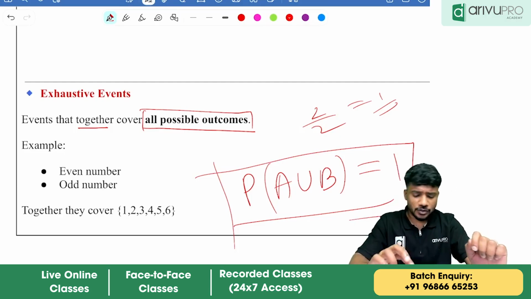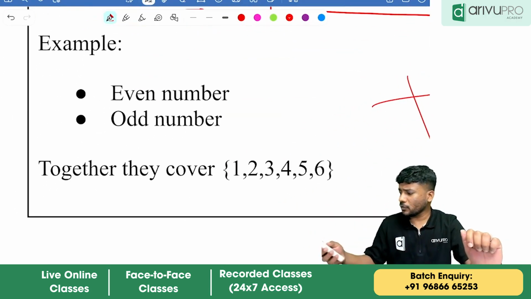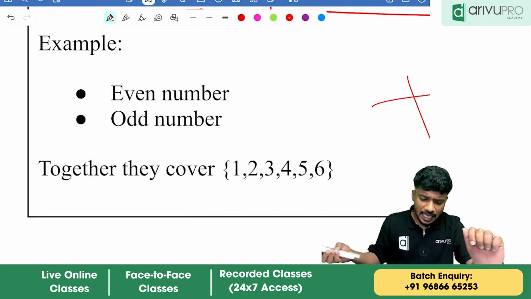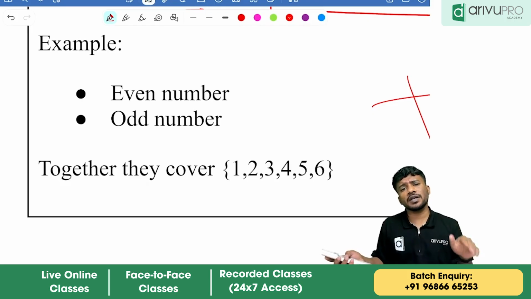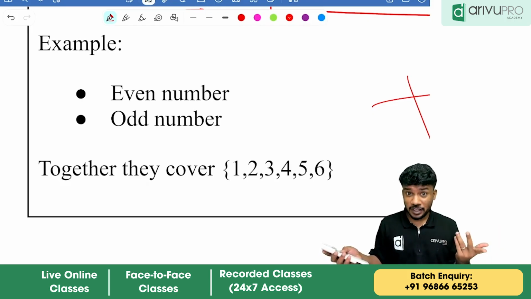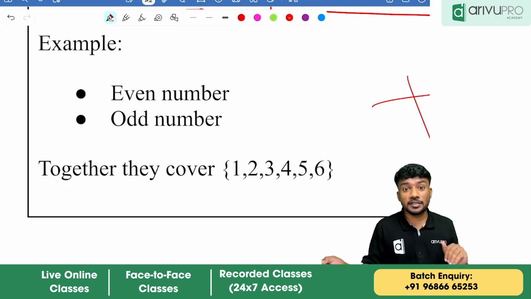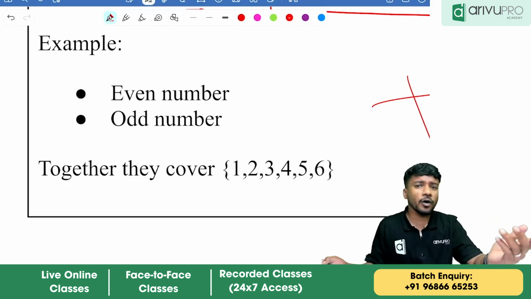So, look at this example. Tossing a die. While tossing a die, the question is odd numbers or even numbers. Is there any number that is both even and odd at the same time? No, no numbers are even and odd at the same time. Either it will be even or it will be odd.